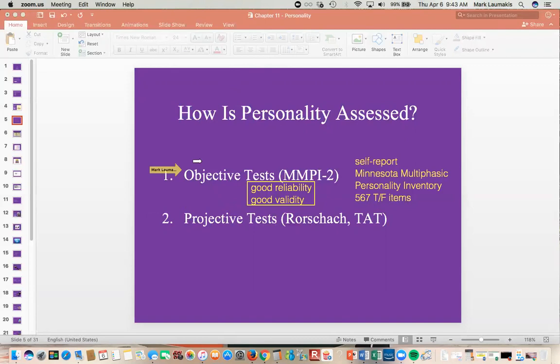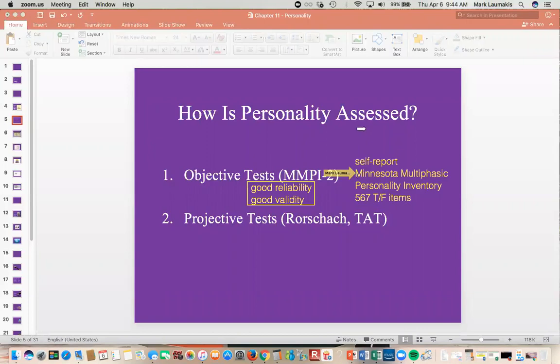If you want to sneak standardization in, everybody gets the same set of 567 items on the MMPI-2. Okay, and you say true or false to them. Now, you might be sitting there wondering, okay, because it's self-report, isn't it possible that people lie? Absolutely. The good news with the MMPI-2 is that it has built into it a couple of validity scales.